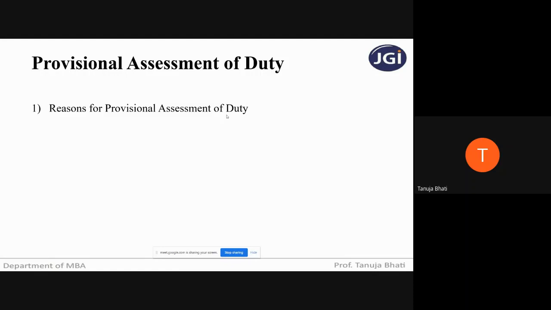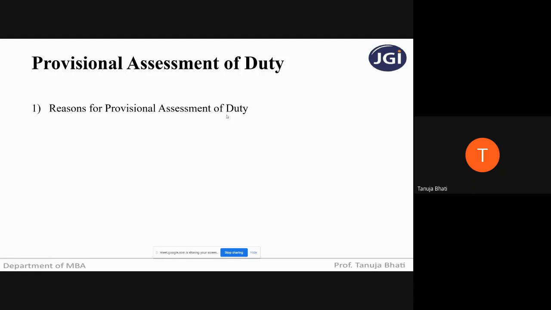What he can do is make a request to the customs officer in writing for assessment. He can request that he is not able to self-assess, or self-calculate, the tax, and this has to be in writing, addressed to the proper officer of customs. That can be one reason for provisional assessment of duty.